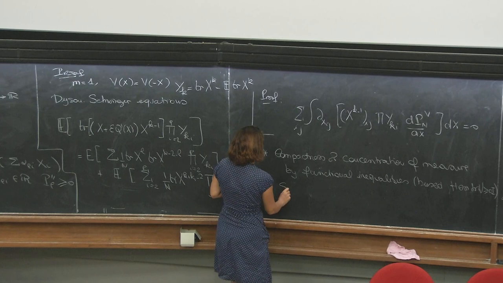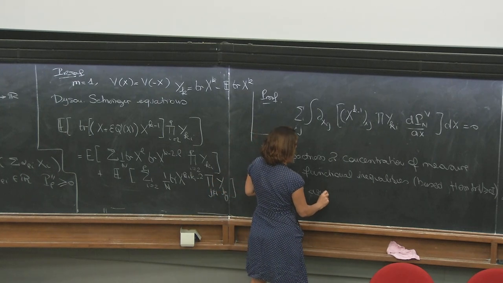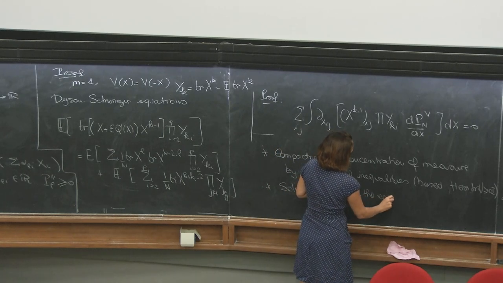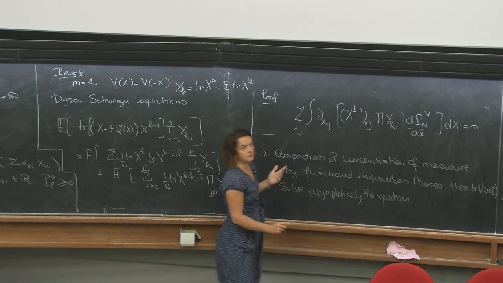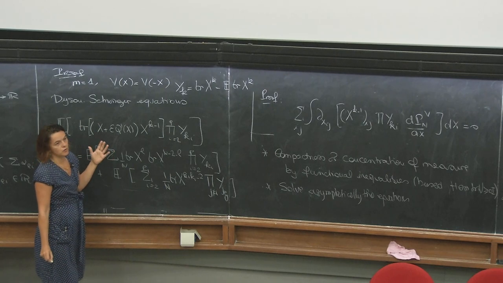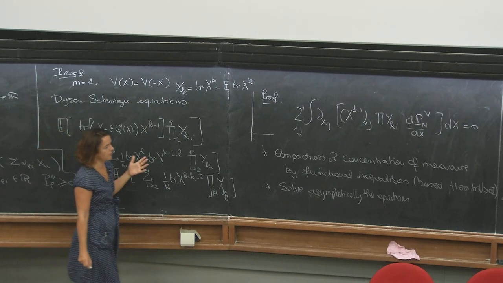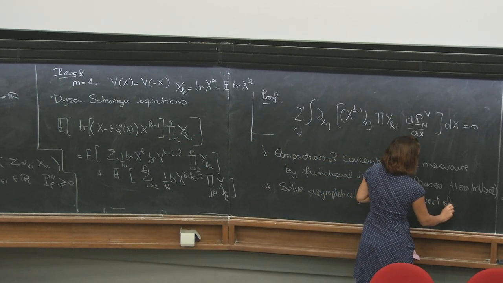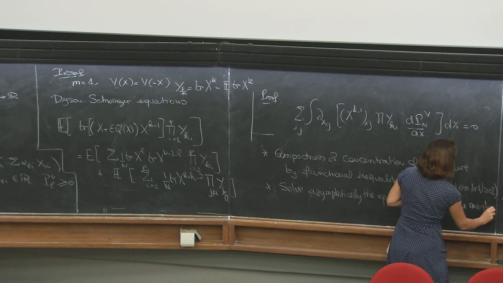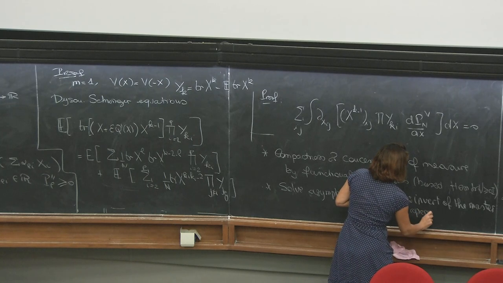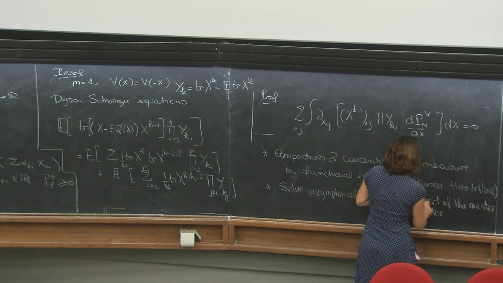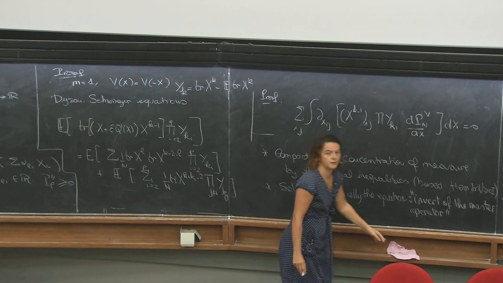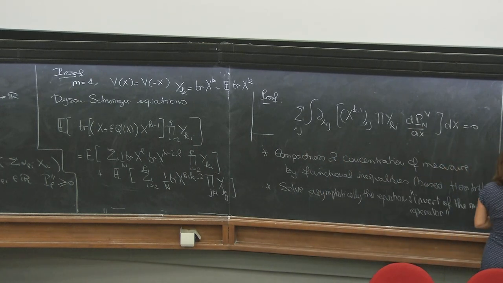And then we will solve asymptotically the equation. And then to solve this equation, it's again a bit more complicated than before, but we have to show that somehow we can invert, as we will see, some operator. So this is what is called the inversion of the master operator. So it's still mysterious, but this is somehow the way that we can solve the equations in all these problems.